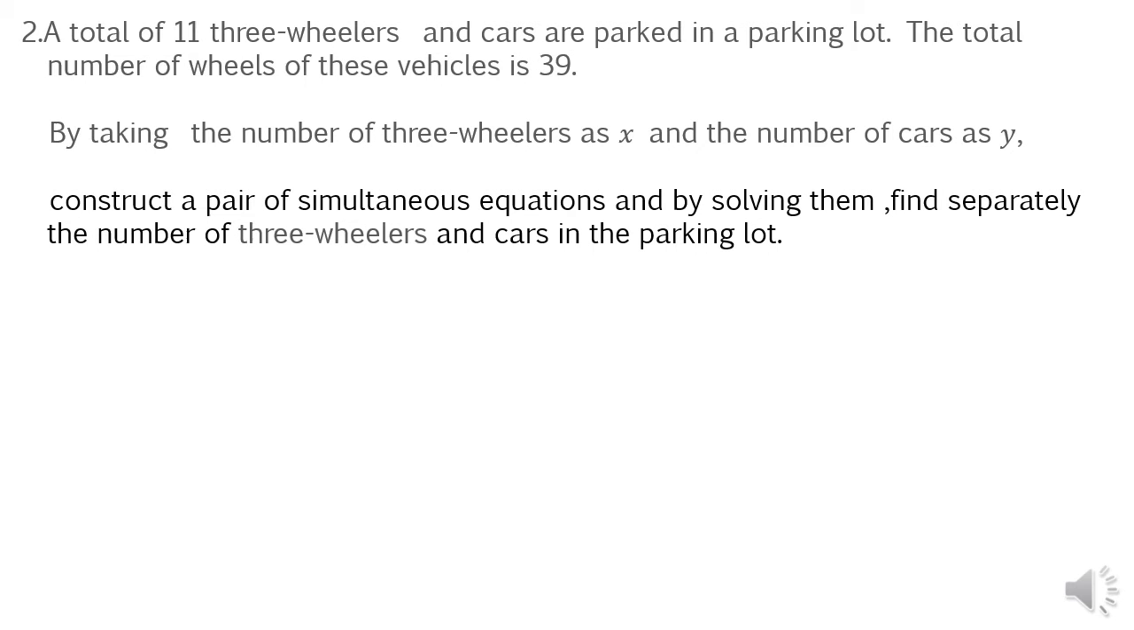Right, next move to the second question, students. Now a total of 11 three-wheelers and cars are parked in a parking lot. The total number of wheels of these vehicles is 39. Now we have to construct a pair of simultaneous equations by taking the number of three-wheelers as x and the number of cars as y. Then by solving them, we have to find the number of three-wheelers and the number of cars.